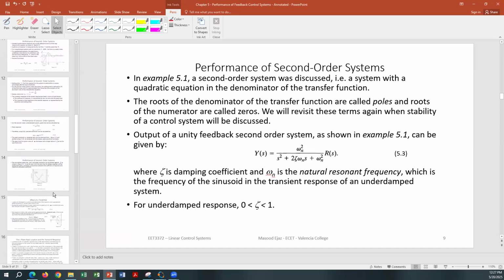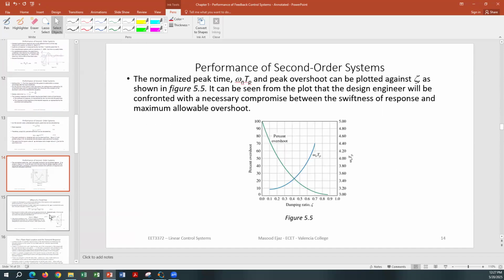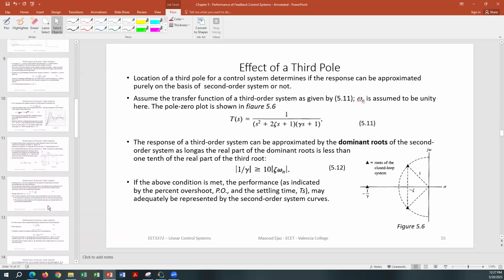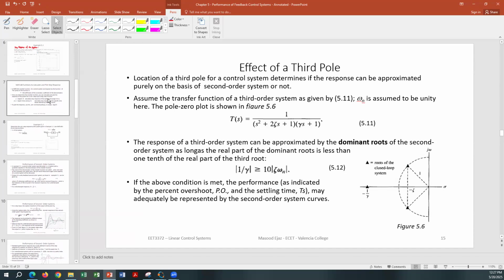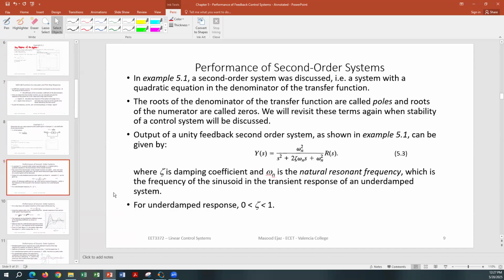Okay, guys. So I believe we should stop here, and then we will continue from this point on next week. Let's save this thing.